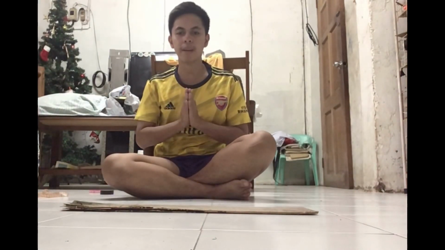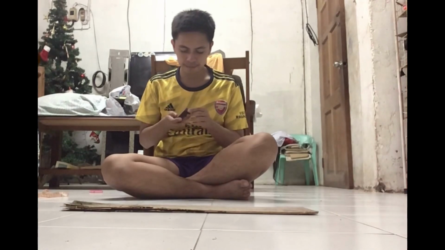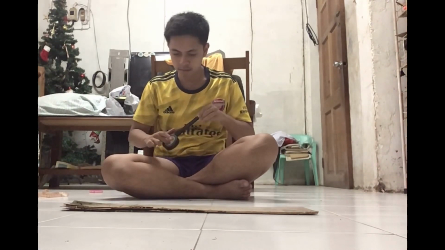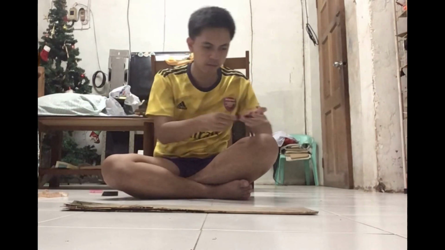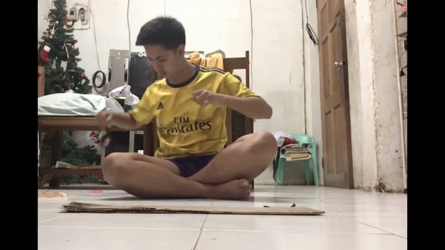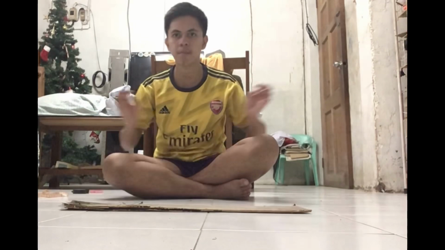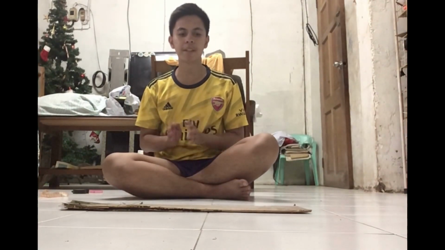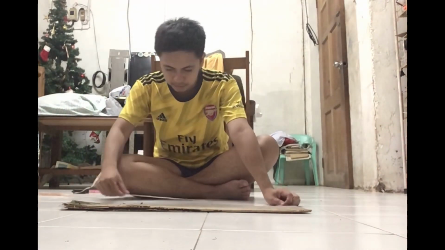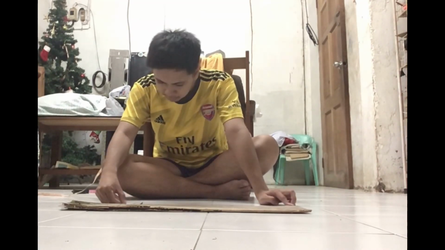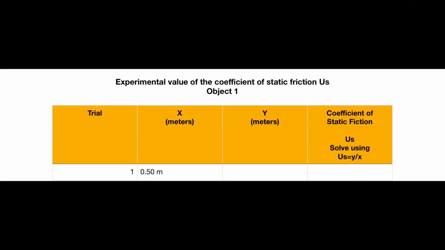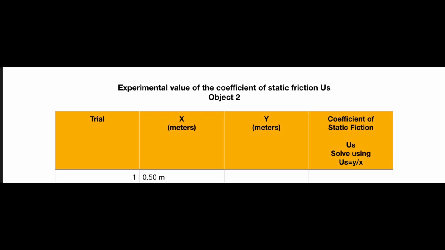First thing that I'm going to do is lay down the tape and mark point A and point B on the cardboard or plywood. After that, I'll be measuring point A to point B. The distance between point A and point B will be equivalent to the X. So we have 0.50 meters as our X. So the X value in meters for the 5 objects will be 0.50 meters.